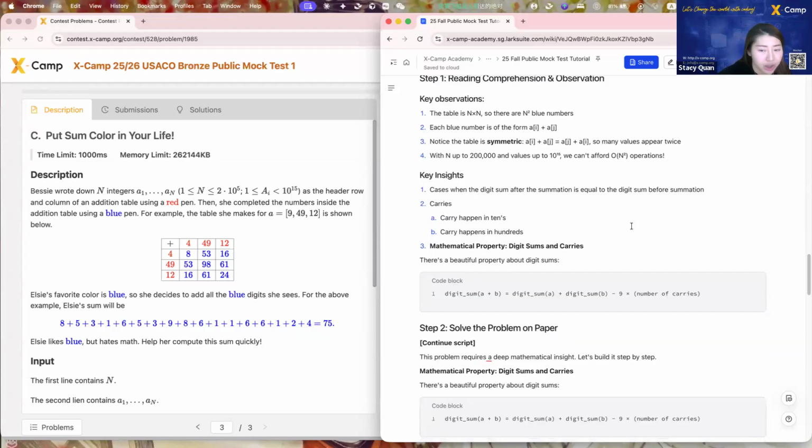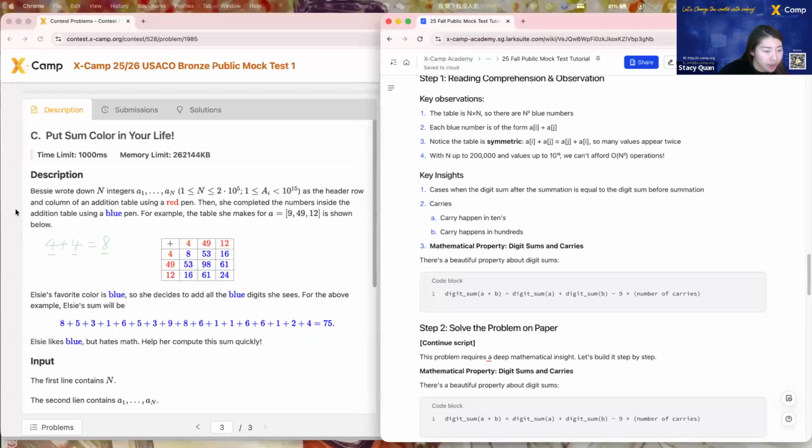What are some of the key insights I have observed for this question? Let's look at the case when the digit sum after the summation is equal to the digit sum before the summation. What does that mean? Let's look at the example of 4 plus 4 equal to 8. On the left-hand side, it's the digit sum before summation. On the right-hand side, it's the digit sum after summation. So 4 plus 4 is actually equal to 8.